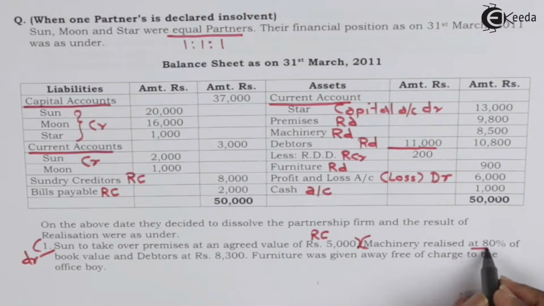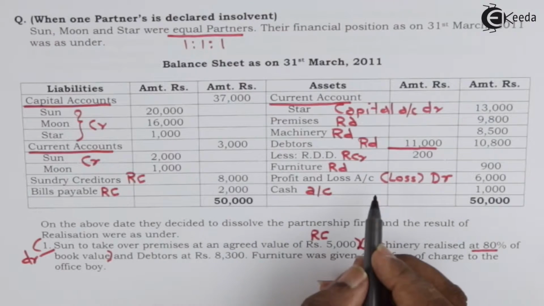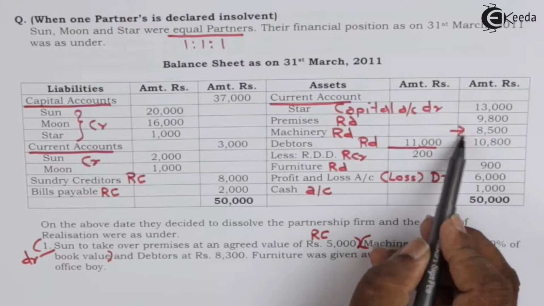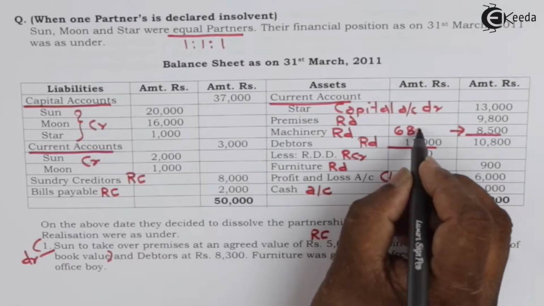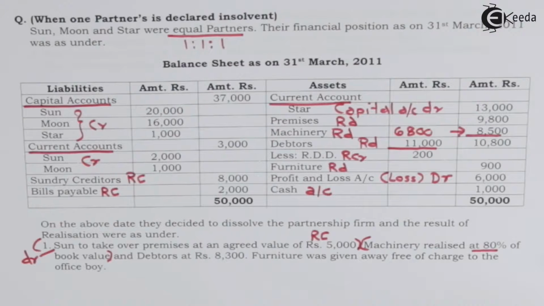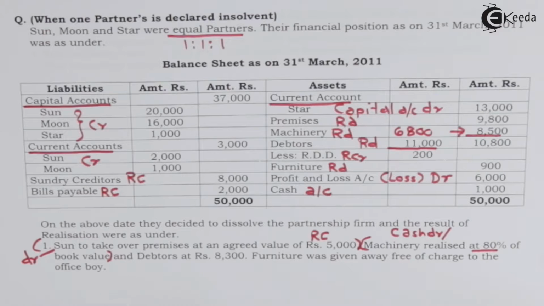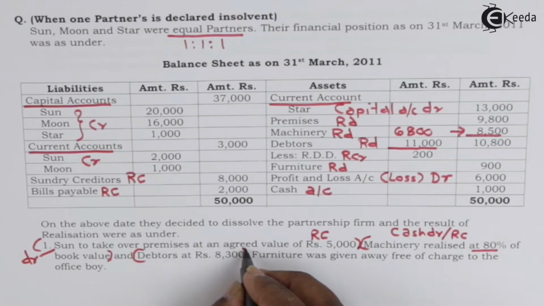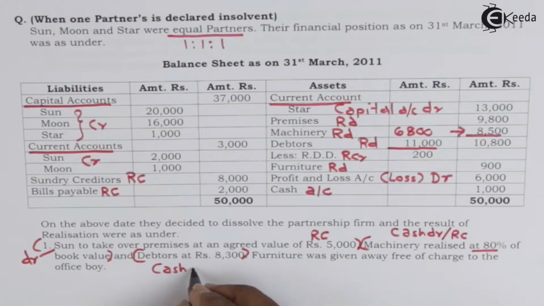Machinery realized at 80% of book value. Machinery has a book value here of 8,500. 80% means we got 6,800. This will have one effect: cash account debit, realization account credit. Next, debtors 8,300. Cash debit, realization credit.